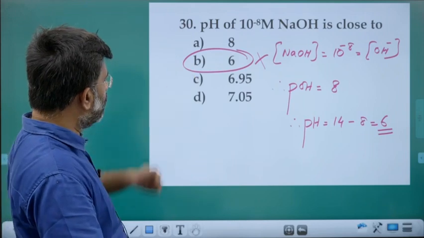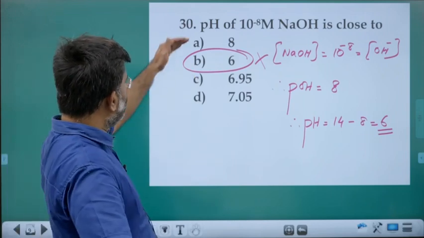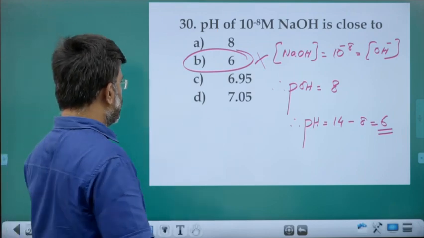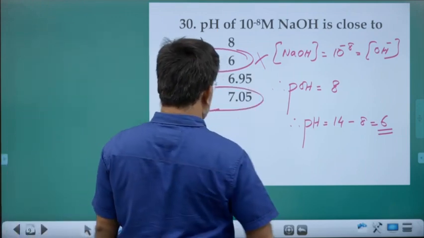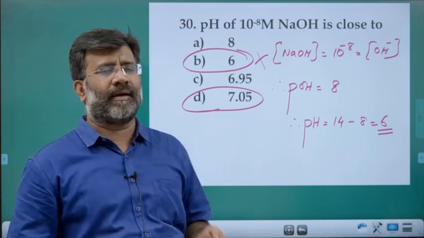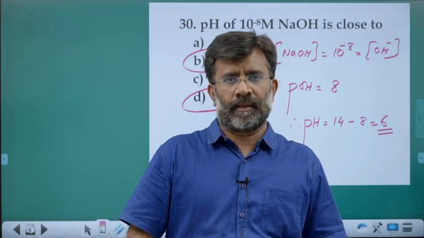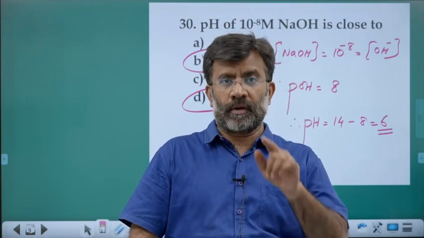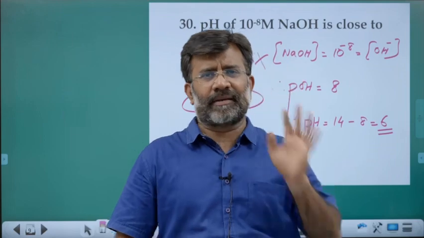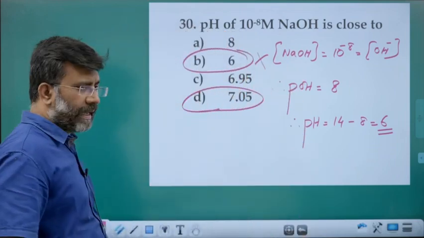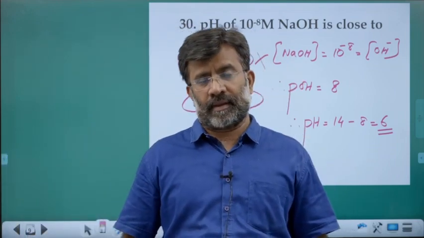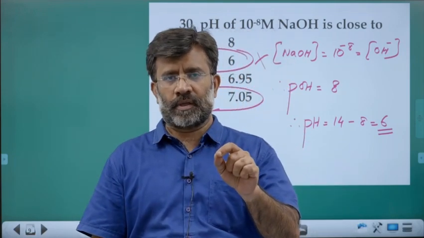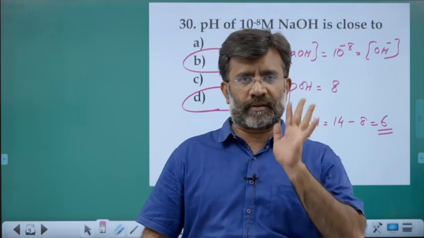It will be either 8 or 7.05. And the answer will be 7.05, slightly higher than 7, because it is a very dilute solution of NaOH. Therefore, the pH will be slightly greater than 7. See, it can never be below 7. An alkaline solution will have a pH more than 7 under standard temperature. That's sure.